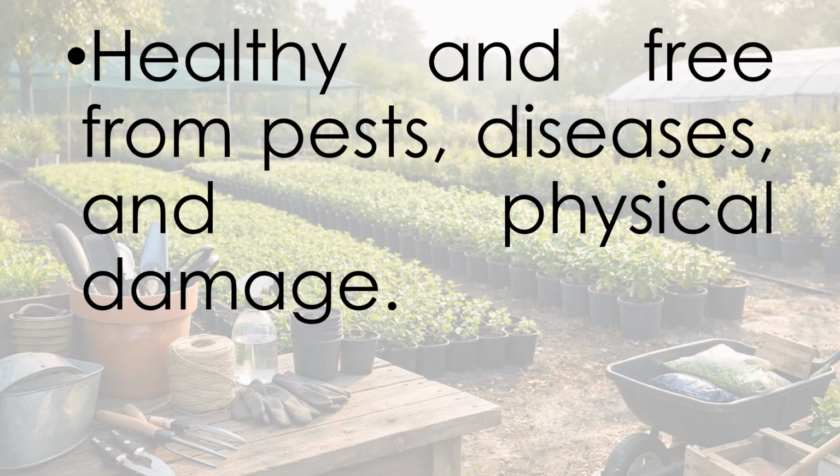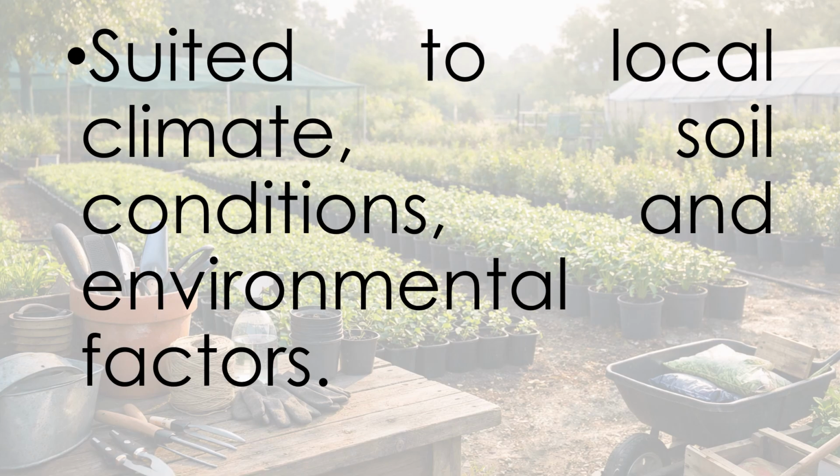First, healthy and free from pests and diseases, and also physical damage. Strong, clean materials ensure vigorous growth and prevent spread of problems. Example, using pest-free seedlings avoids infestation in the nursery. Suited to local climate, soil conditions, and environmental factors. Plants must match the environment to survive and thrive. Like rice varieties suited for wetland areas perform better than upland types.